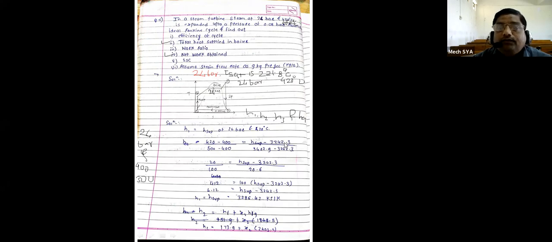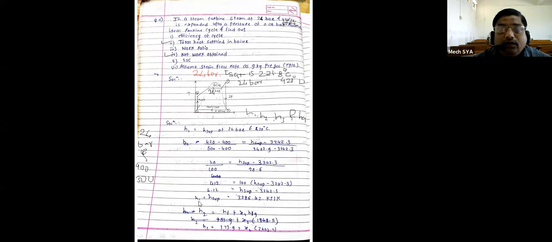From table number 4, at pressure 24 bar and temperature 420, correct sir? Then divided by 500, again in that same table, 24 bar and 500, the value is what? 3462.9. Okay, 3462.9 minus 3242.3, and if you solve this, we will get H soup.